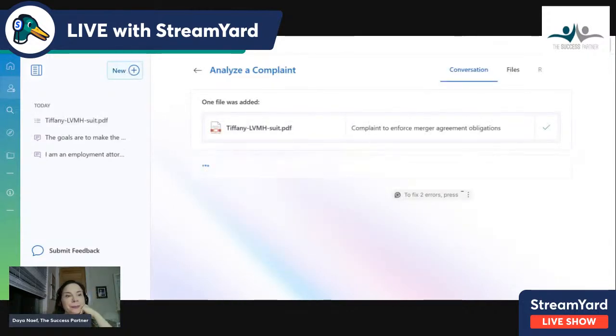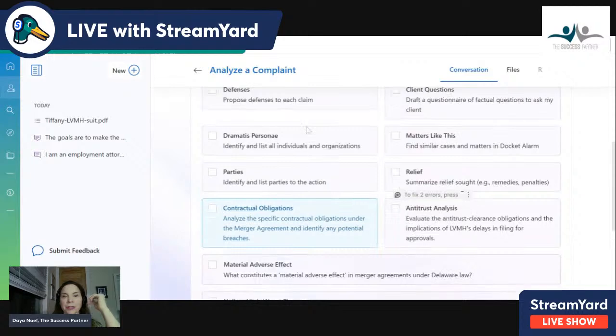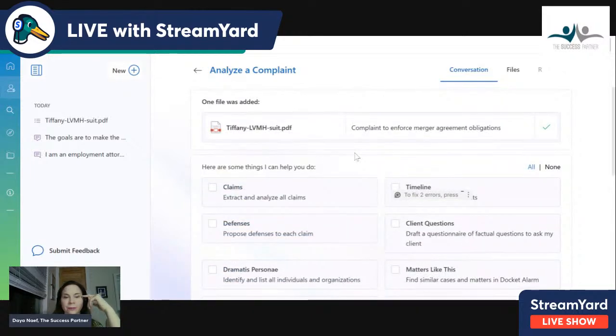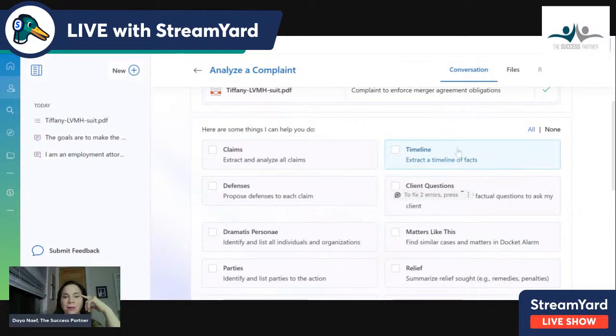We'll pull that up. If anybody wants to send me some redacted cases, I can do that too. Don't send me the ones that have everybody's information in it, please. Okay, so it actually has pulled out claims, timeline. Ooh, honestly, just having a timeline is so helpful.